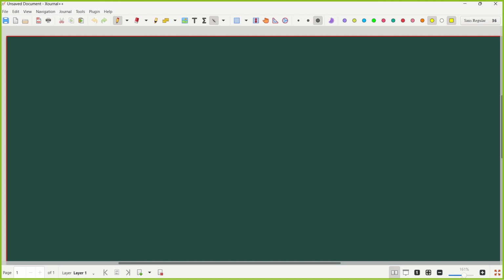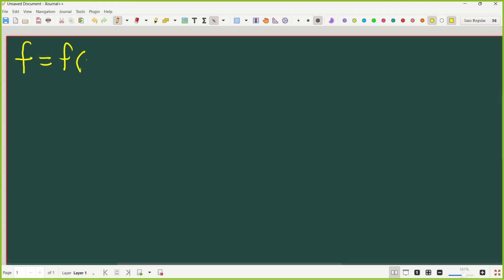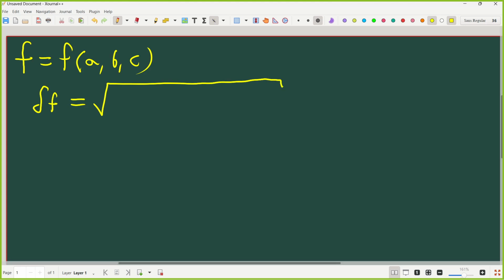So again, I just want to write down the general formula, right? If we have a function f, that's a function of some variables a, b, and c, then the error in f is equal to, again, remember we add the little partials, the little errors in each of the variables, and we do it in quadrature, right? We do the sum of squares.